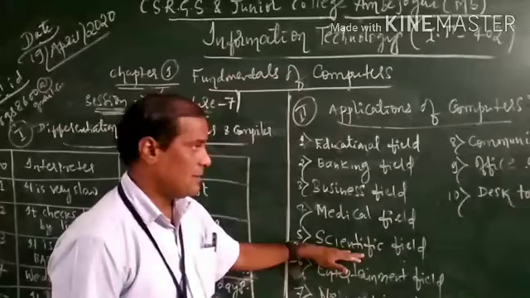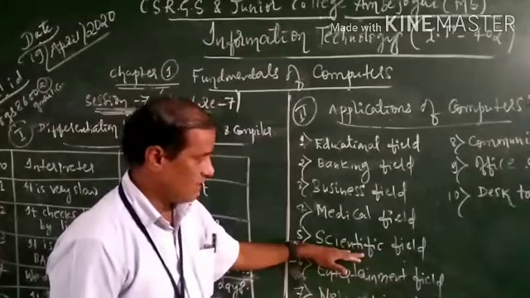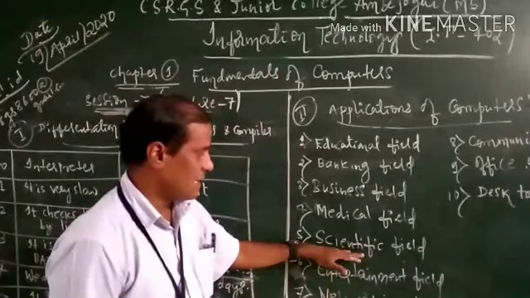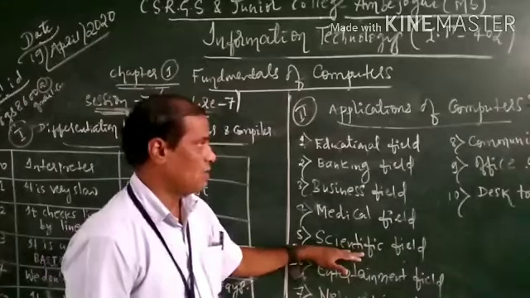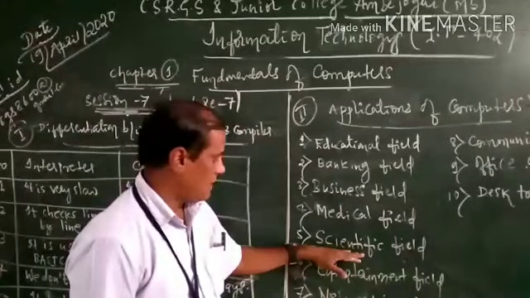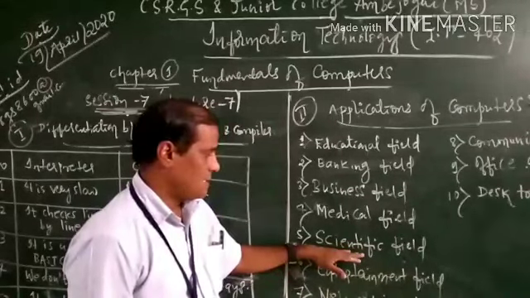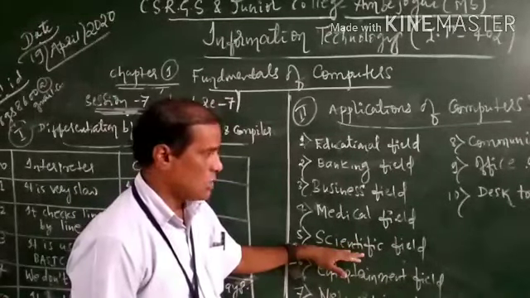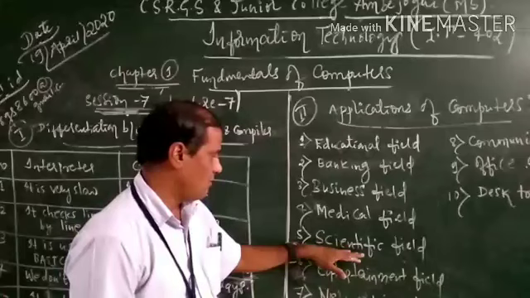Scientific field. Our computer plays an important role in the scientific and research field. In the scientific field, nowadays we use computers to do research on the coronavirus. We can even see some robots that are going to act like doctors. That is called the scientific field.